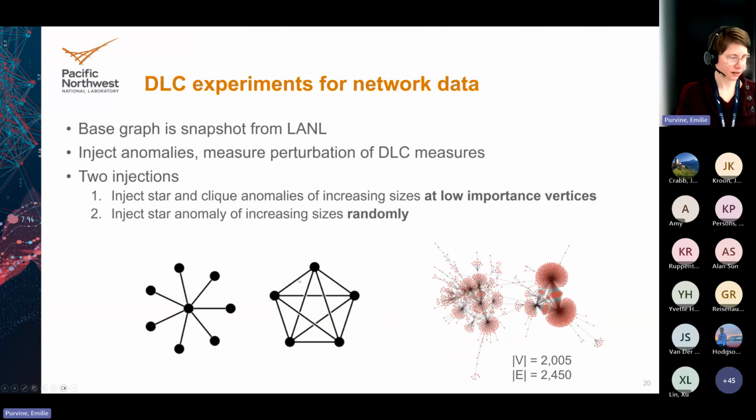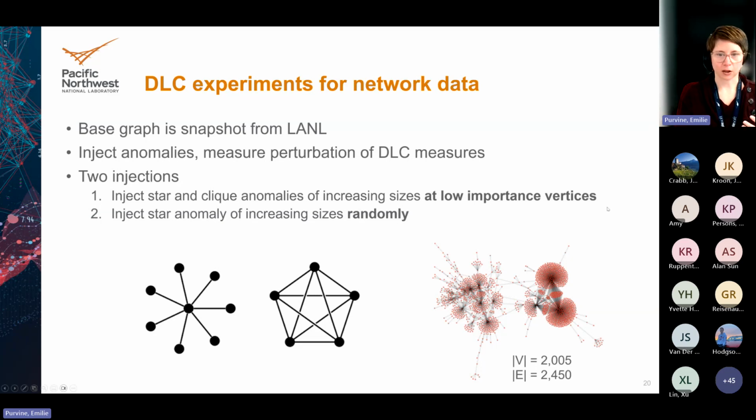So how did we apply this to cyber data? We applied this to the LANL data. We picked one particular base graph, a snapshot from a small time window with around 2,000 vertices and 2,500 edges. And we injected some anomalies to then measure the perturbation of our DLC measures. So we injected stars. This might be like a denial of service attack, which would look like a star, one node contacting a lot. And we also injected a clique, and maybe this is like lateral movement, sort of moving around a small subnetwork.